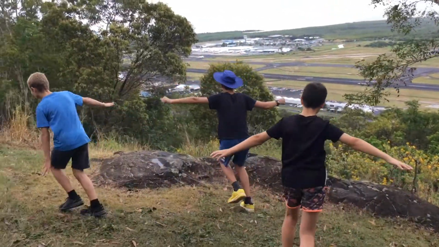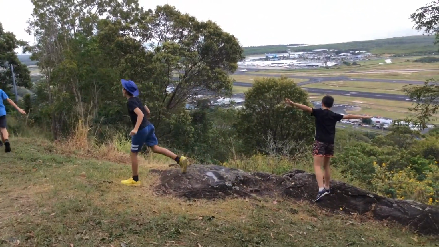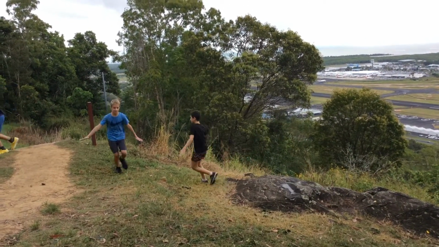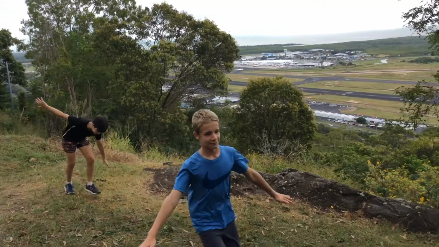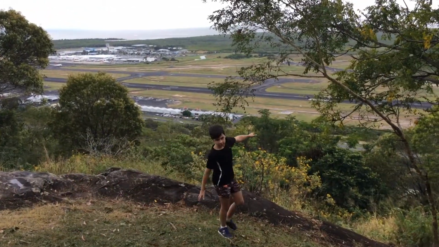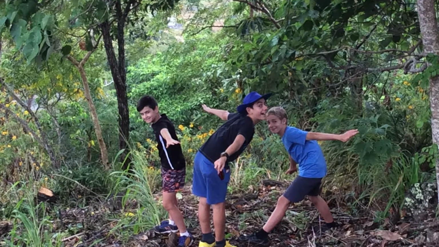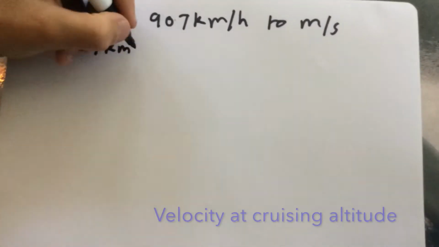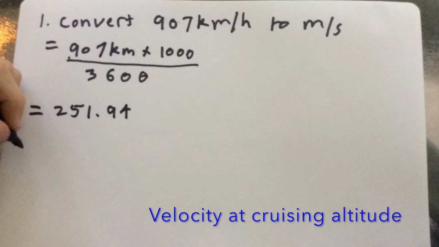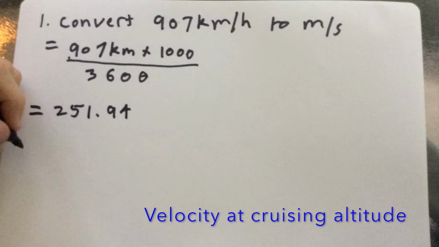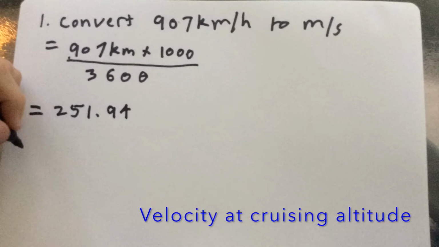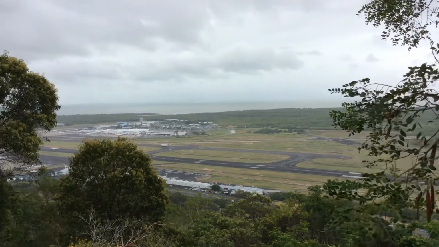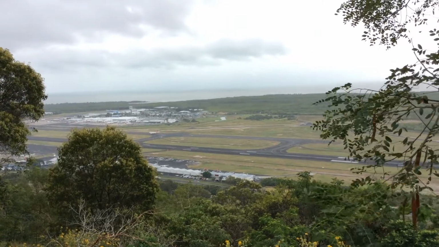Next, we calculate the acceleration of the airplane to the cruising altitude. The velocity of the plane at this altitude is approximately 907 kilometers per hour. First we need to convert 907 kilometers per hour to meters per second. We follow the same procedure as before to arrive at an answer of 251.94 meters per second. We know this takes about 17.5 minutes. We need to convert this to seconds.